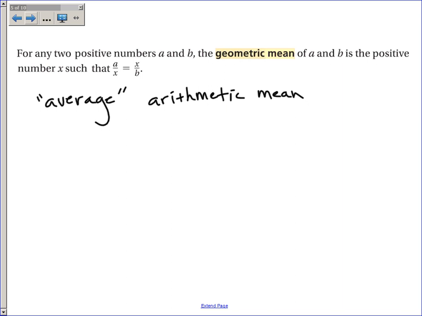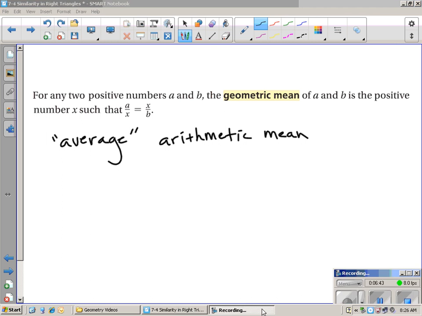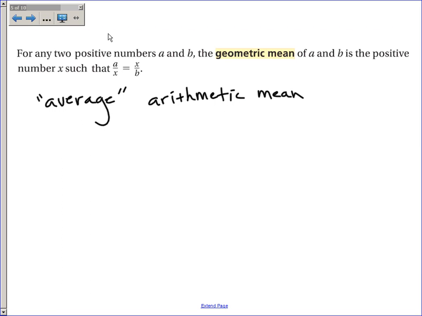For example, the numbers 2 and 18. Okay, so 2 and 18. The average of 2 and 18 is 2 plus 18 divided by 2. 2 plus 18 is 20, divided by 2 is 10. Okay, now why is 10 the average? Well, it's right in the middle. We've discussed this previously when talking about midpoints.